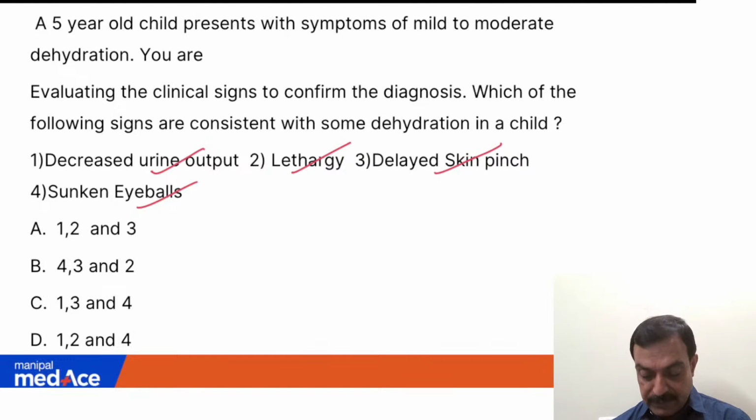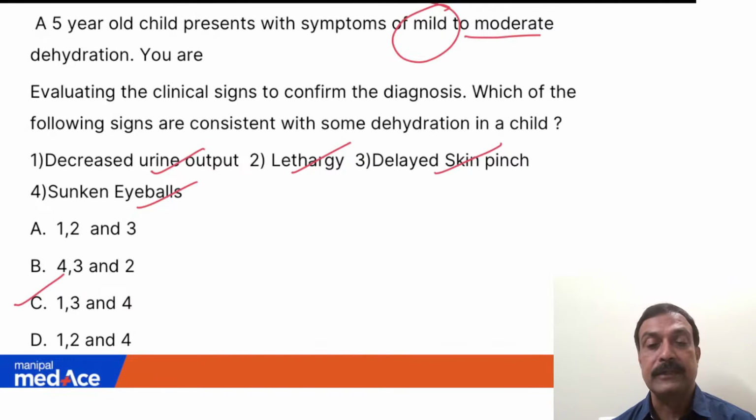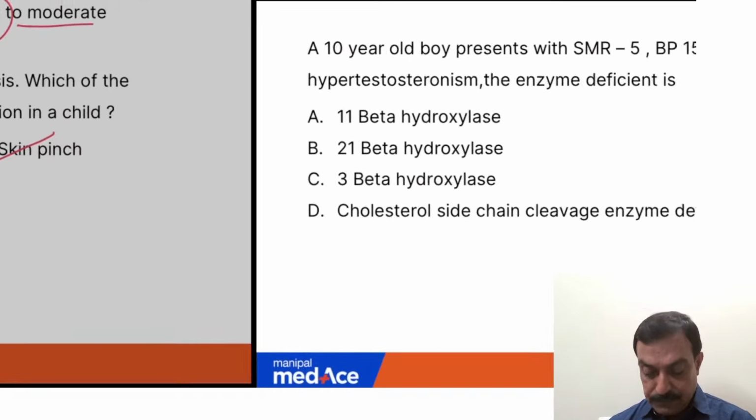Remember that decreased urine output will be there in moderate dehydration. I think the question says moderate dehydration, not mild dehydration. Something is wrong in this question here. So delayed skin pinch is there, sunken eyeballs is there. So anything related to 1, 3, and 4 is the right answer. So let us move further.